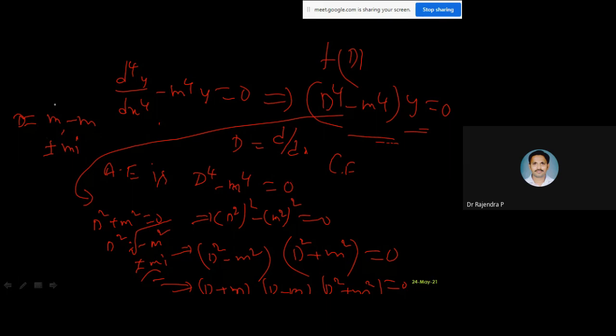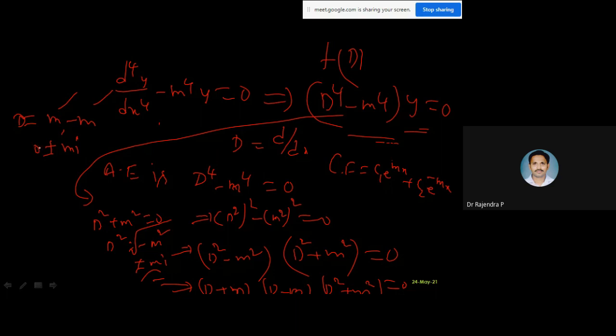Suppose I want to take the first 2. These 2 roots are real and distinct. I can write c1 e power mx plus c2 e power minus mx. Those 2 roots are over. The remaining 2 roots are complex roots. Do you agree or not? These 2 roots are complex roots.